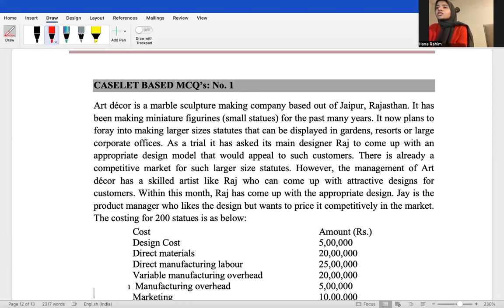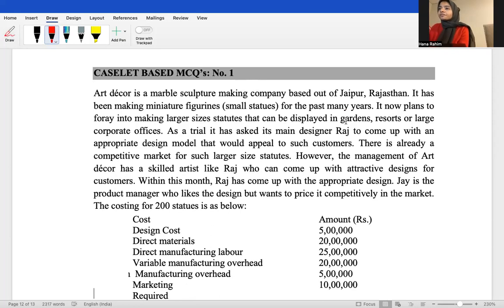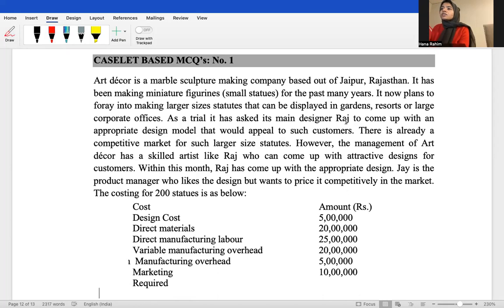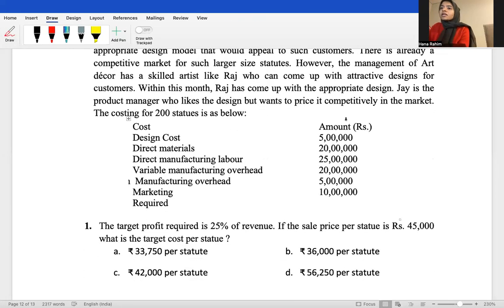Jay is the product manager who likes the design but wants to price it competitively in the market. The costing for 200 statues is as below. Design cost is 5 lakh, direct materials 20 lakhs, direct manufacturing labor 25 lakhs, variable manufacturing overhead 20 lakh, manufacturing overhead 5 lakh, marketing 10 lakh. First question. The target profit required is 25% of revenue. If the sale price per statue is rupees 45,000, what is the target cost per statue?